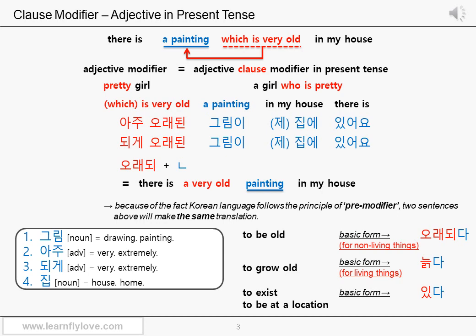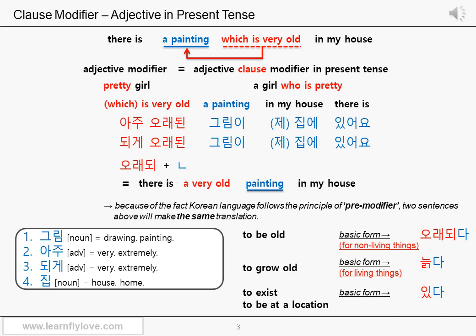It's nothing, right? The point is, the same conjugation rule which is used to turn the basic form of an adjective into an adjective modifier is used to turn the adjective clause in the present simple tense into a modifier. Do you get it? Let's see one more thing and go on to the next. Please check out this sentence. There is a very old painting in my house. What is the translation of this sentence? Amazingly, the translation of this sentence will be the same as that of the first sentence. There is a painting which is very old in my house.